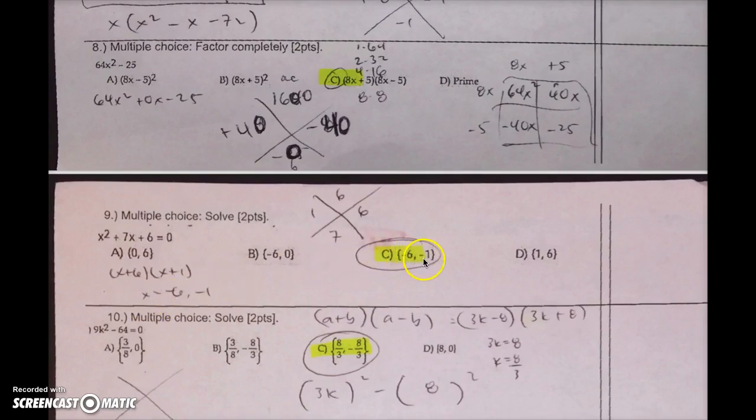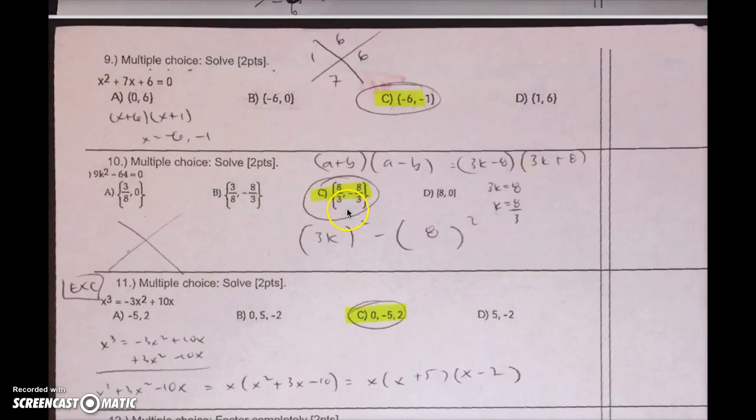Now remember, a solution or solving means if x is equal to negative 6 or x equals negative 1, you can put it into this function here and it will equal 0.